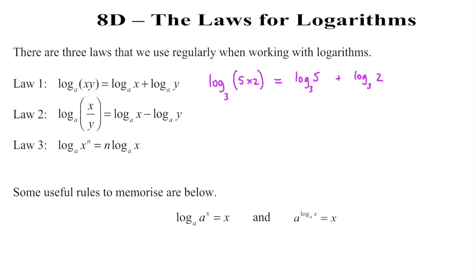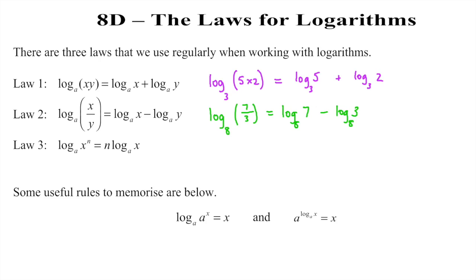So there's the link. When you go to law number 2, if you have the logarithm to some base of something divided by something, you can write it as 2 separate logarithms with a minus. So an example might be if I had the log to base 8 of 7 over 3. I could do this as the log to base 8 of 7 minus the log to base 8 of 3.